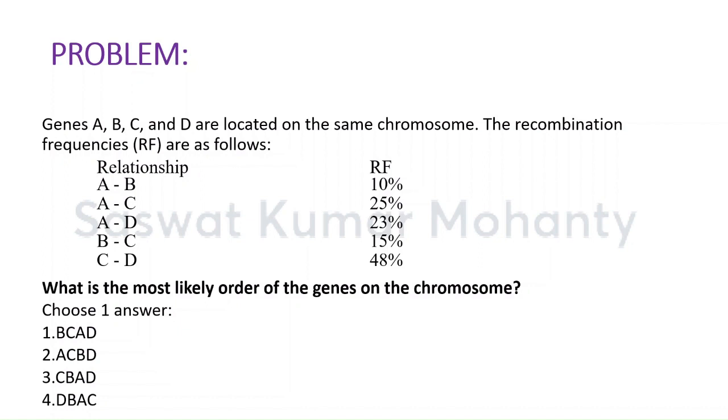And this is the problem for you. I hope you can do this problem. Here I provide the recombination frequency of four genes, gene A, B, C, and D. Fill the comment box with your answer.